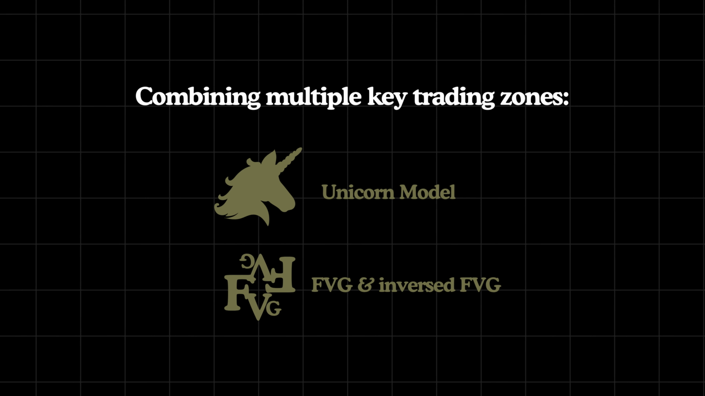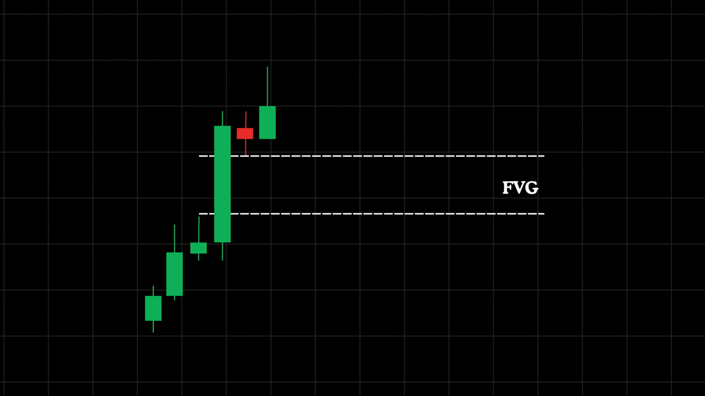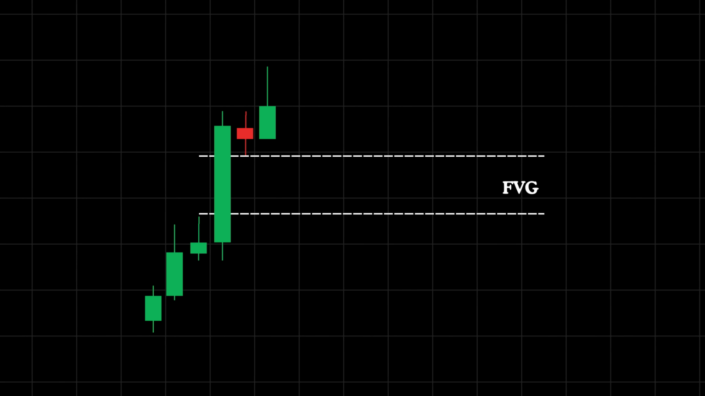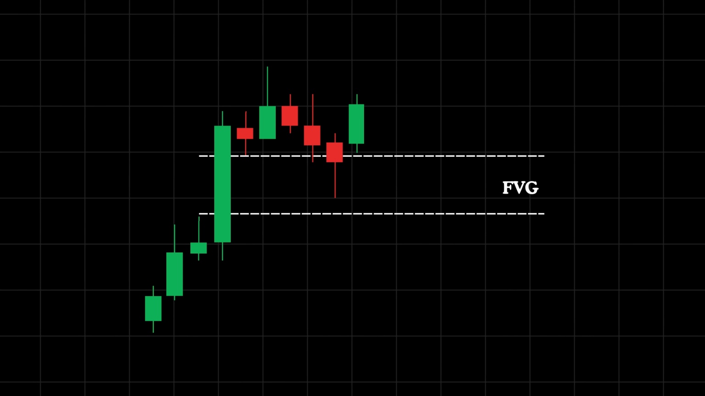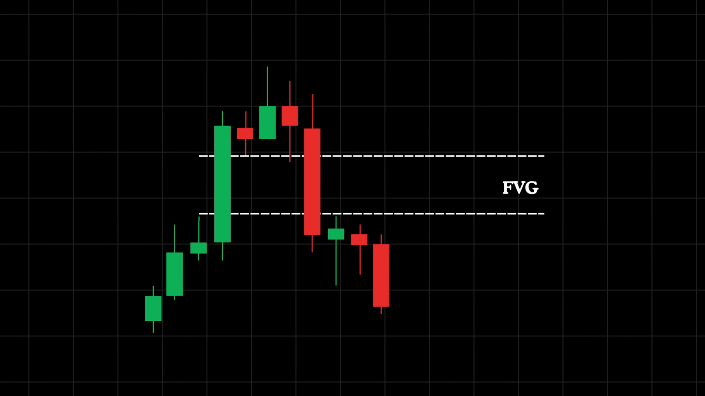But what exactly does that involve? You already know what fair value gaps are. These are price voids between the wicks of 3 consecutive candles showing strong buying or selling pressure, usually triggered by institutional activity. When price revisits these zones, there's often a higher chance of rejection as the market reacts. But what if the price breaks through instead of rejecting?